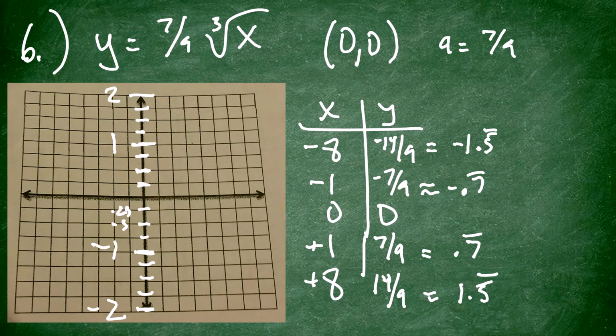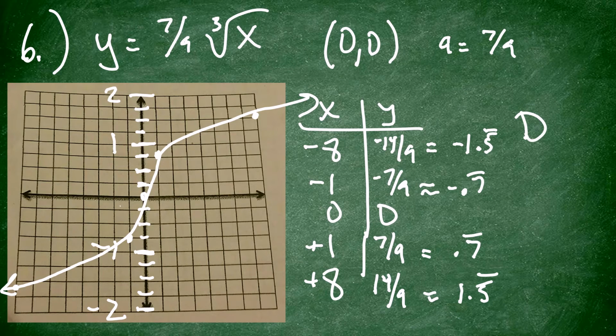So, negative 8, I go left 8, I go down, negative 1.5 is right there, so negative 1.55, just a little bit lower than that. Alright, so I go negative 0.7, so I go left 1, I go down to negative 0.7, so there's 0.5, 0.75, it's 0.77, so it's about right there. 0, 0, I go right 1 up to 0.77, I go right 8 up to 1.55, and there is my S shape. It's still an S shape.